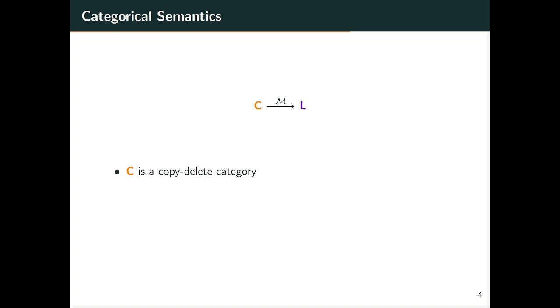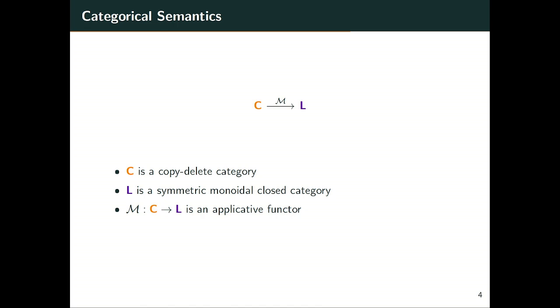The categorical semantics for this is fairly simple. There's a category C, which is a copy-delete category, which is basically a category that allows you to reuse values. There's a symmetric monoidal closed category L, where sharing resources won't be allowed. And there's an applicative functor between these two categories. And for those who don't know what that entails, what we're interested in is basically that it has an operation that takes two independent distributions and outputs their joint distribution.